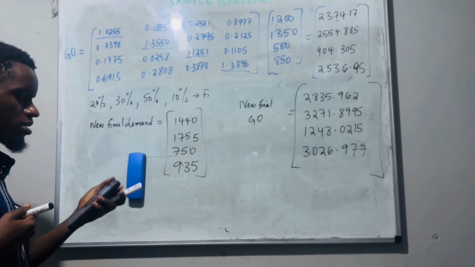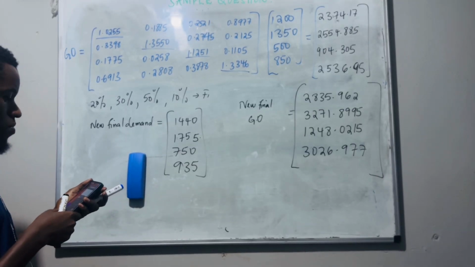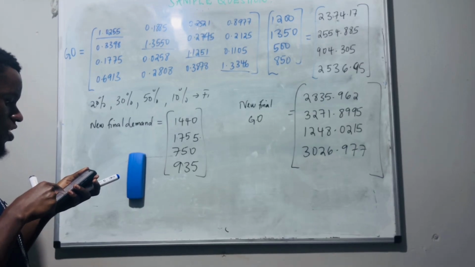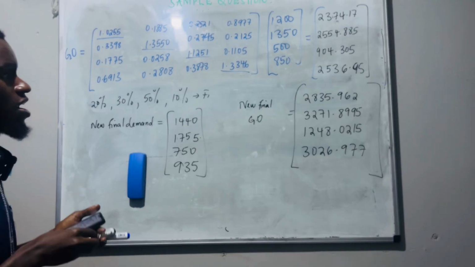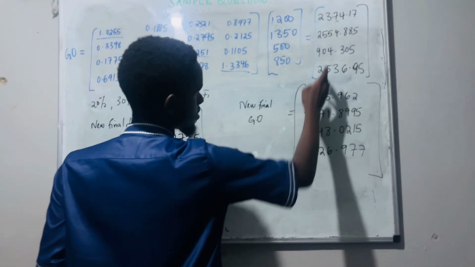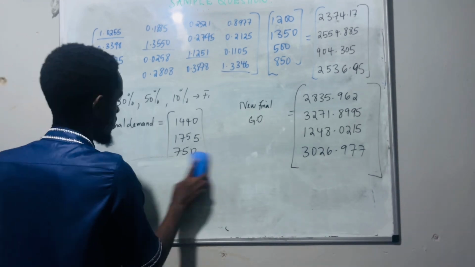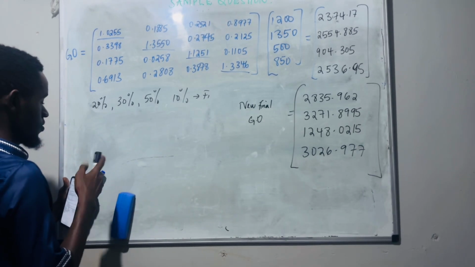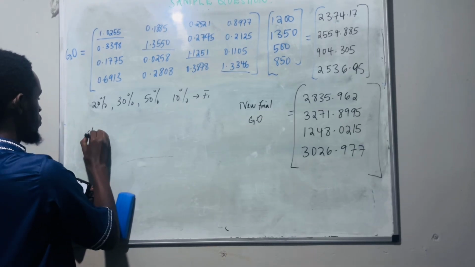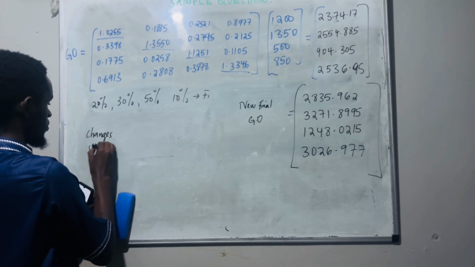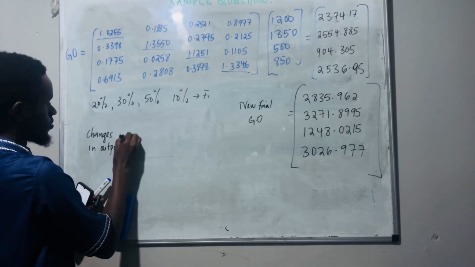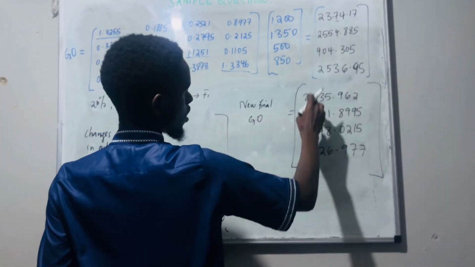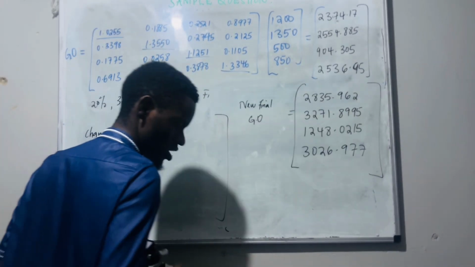But now the question wants us to compute the changes in output levels respectively. For changes in output levels, we just need to take this minus this to get the answer. The change in output is just the difference between this and this, because this is our new and this is our old. New minus old, we get the change.